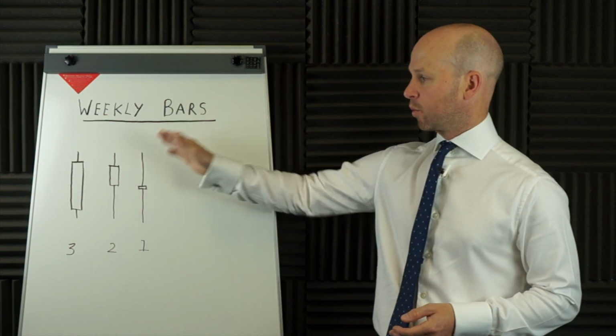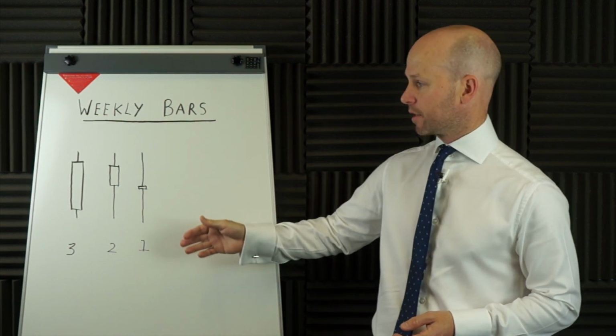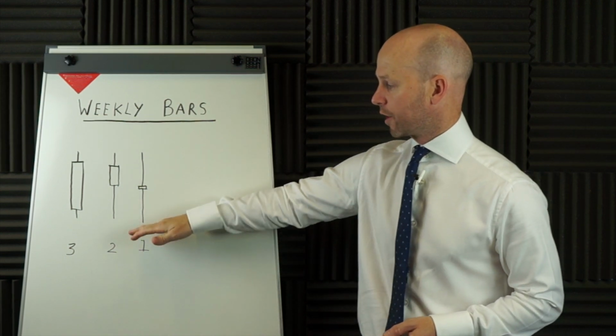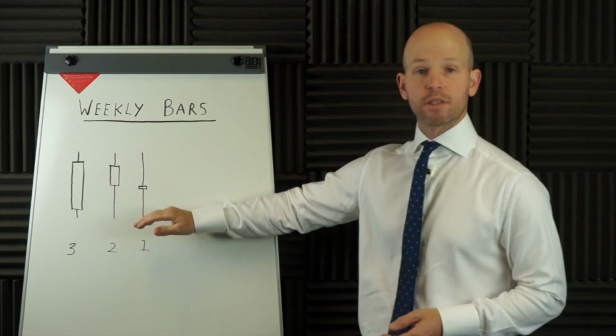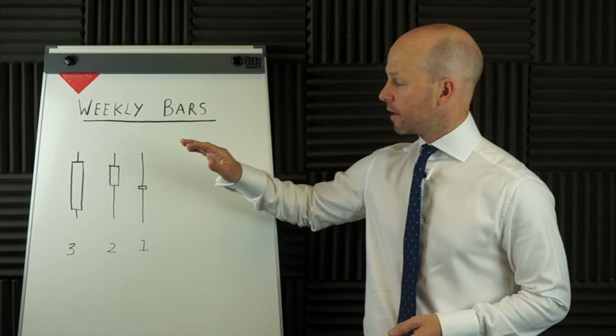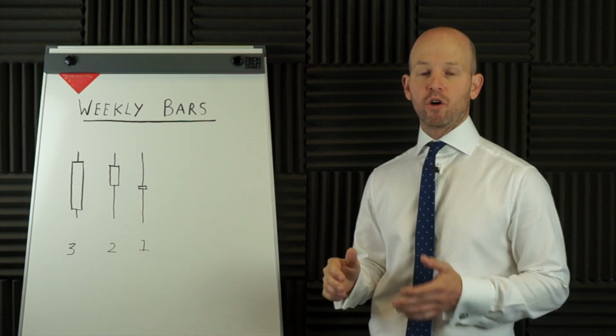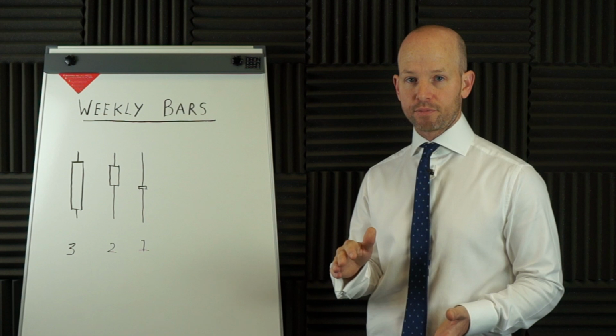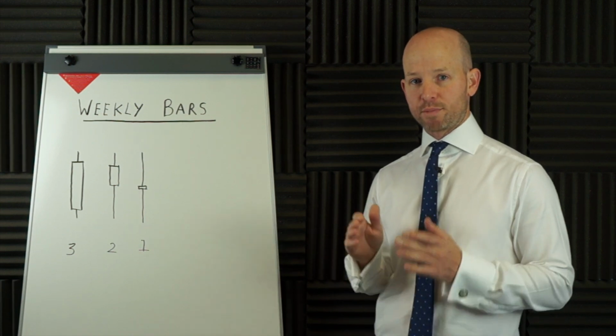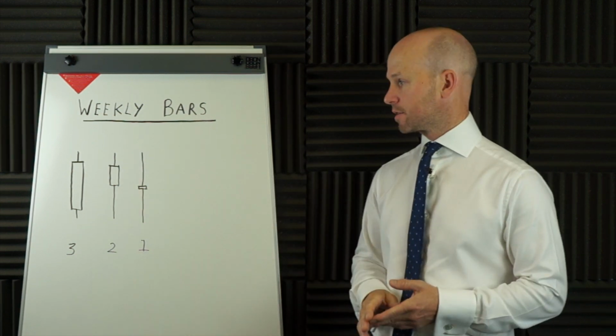Now, the way that we do this calculation is we look at the overall range, so the low to the high, and let's say for example the low to the high had a range of 90 pips, and what we do is we split the body into thirds.